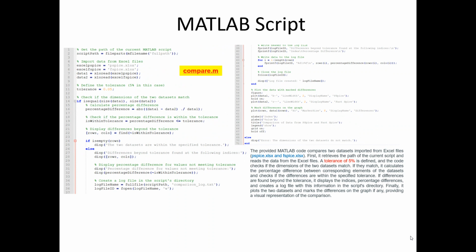If they match, it calculates the percentage difference between corresponding elements of the data sets and checks if the differences are within the specified tolerance. If the differences are found beyond the tolerance, it simply displays the indices, percentage differences, and creates a log file with this information in the scripts directory. Finally, it plots the two data sets and marks the differences on the graph, if any, providing a visual representation of the comparison. So yan po yun.